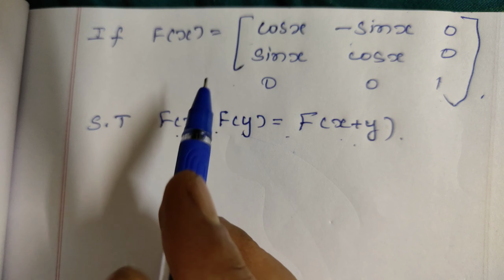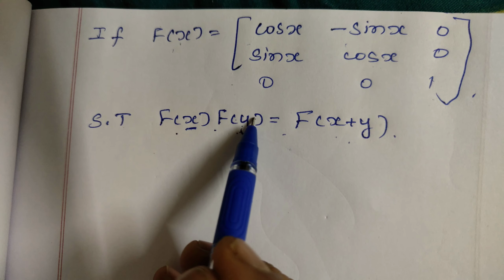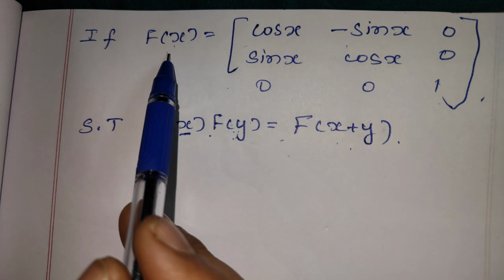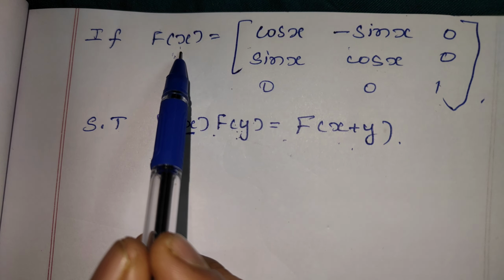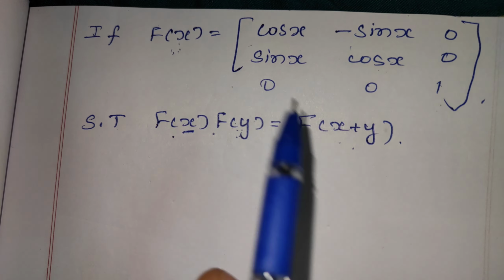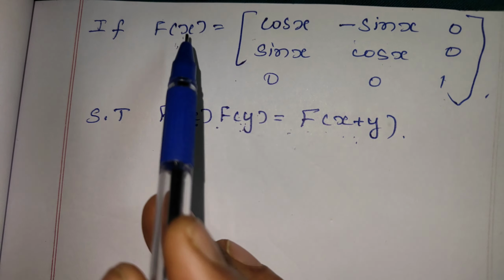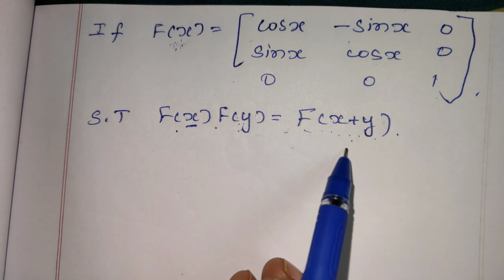Here it is a function of x. So f of y means it is a function of y. Here the function is given in x alone, so in the place of x you have to replace x by y. Next, it is equal to f of x plus y, so here you have to replace x by x plus y. So this is the right hand side.